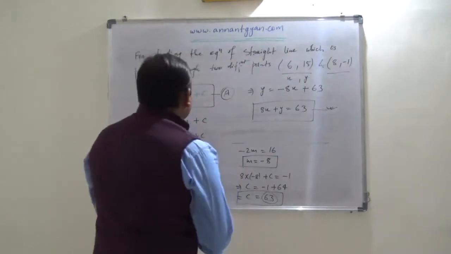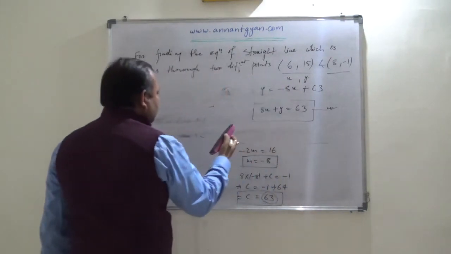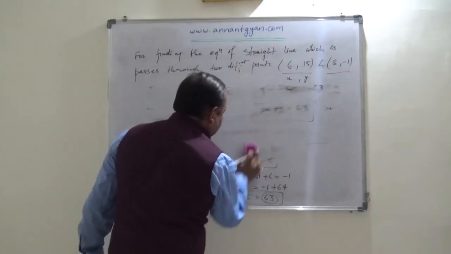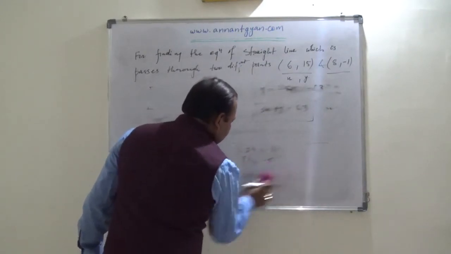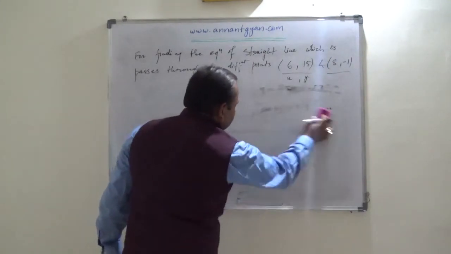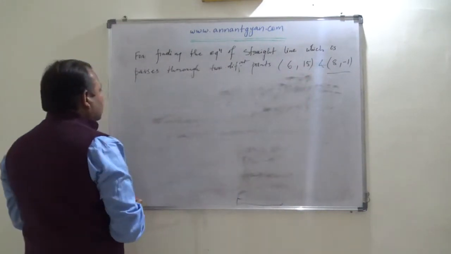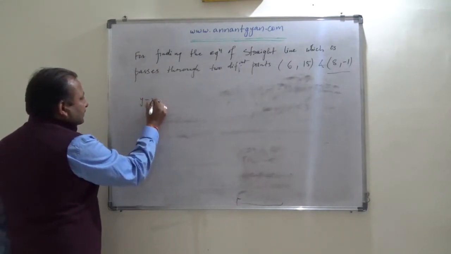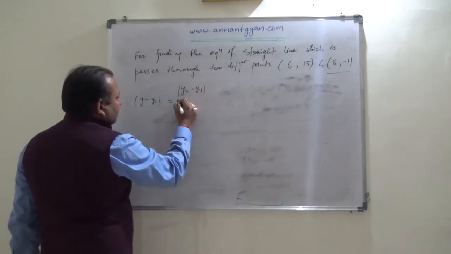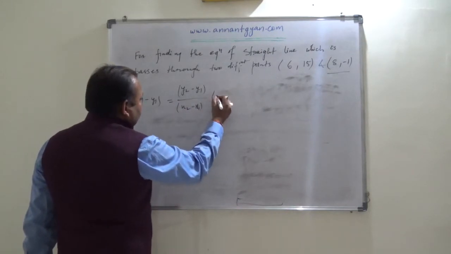The second method: y minus y1 is equal to (y2 minus y1) divided by (x2 minus x1), into (x minus x1).